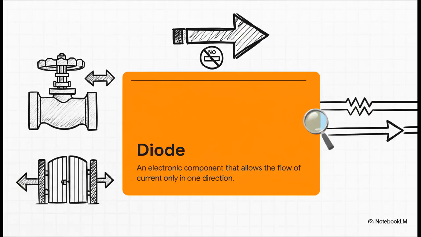The best way to think about it is like a one-way street for electricity. It has one very, very strict rule. Current can go through it this way, but it absolutely, positively cannot go back the other way. That one simple property is the key to this entire thing.